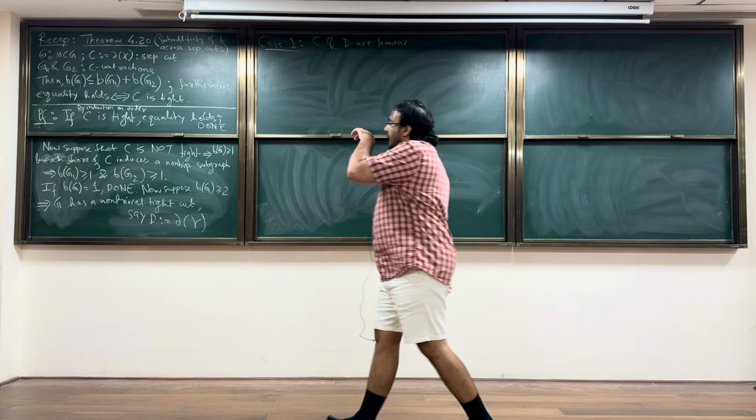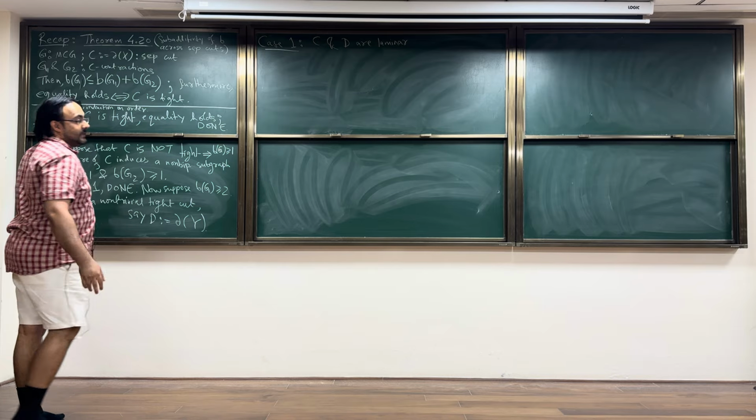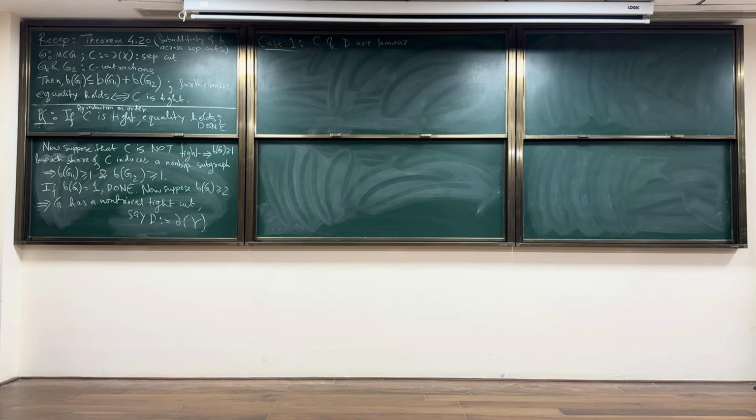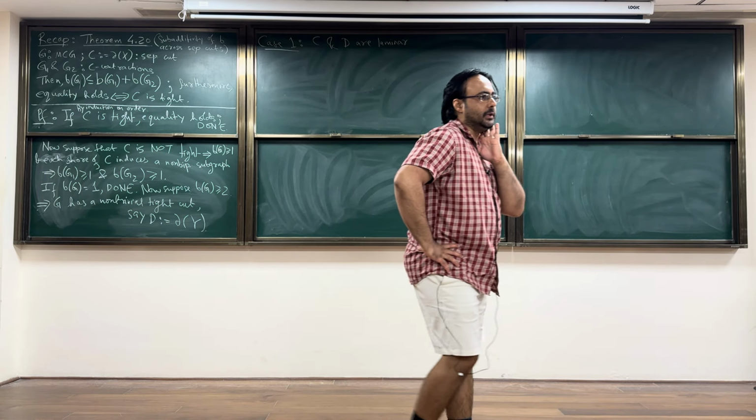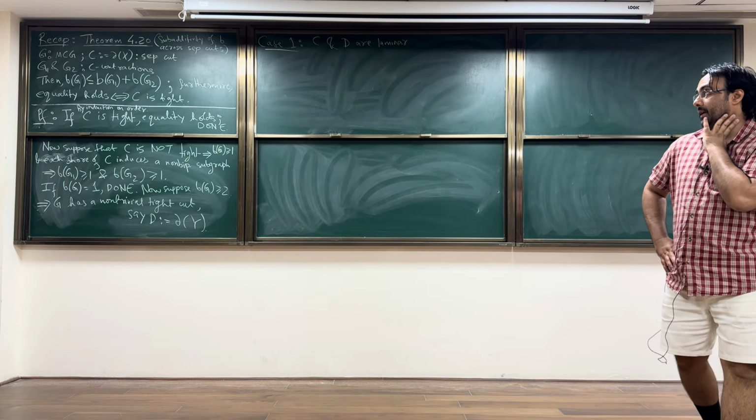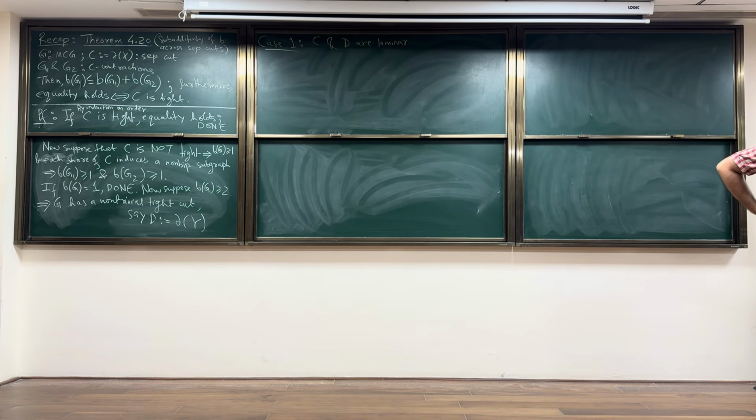Okay, so we are trying to prove the subadditivity of the B function across separating cuts, right? So if you have a matching covered graph G and a separating cut C, and G1 and G2 are the C-contractions, we want to prove that B of G is less than or equal to B of G1 plus B of G2, right? And equality holds if and only if C is a tight cut.